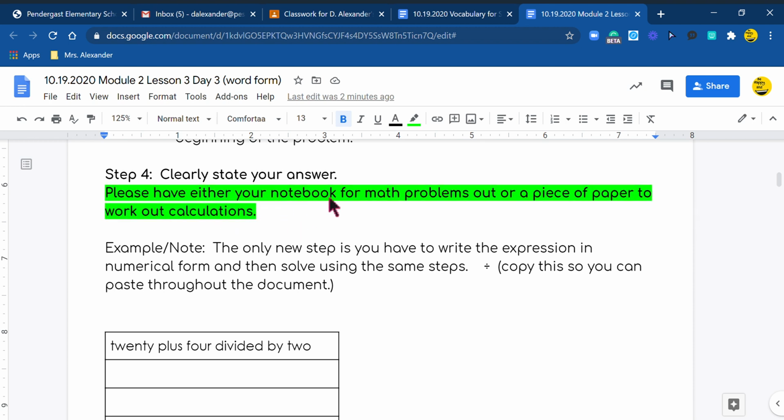Make sure you have your piece of paper out or something to work out your calculations. Now, the only new step is you have to write the expression in numerical form and then solve in the same steps. We have the division sign here so you can copy and paste it throughout the document.